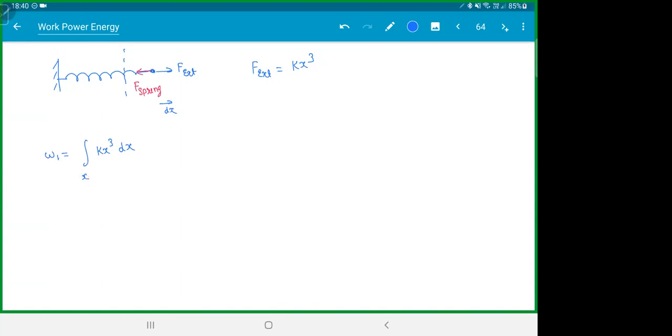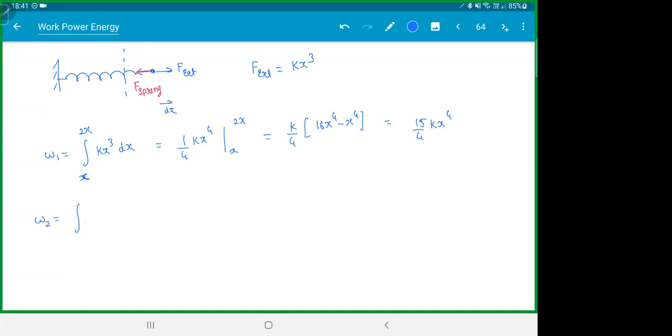You're going from x to 2x. This will be 1 by 4 k x power 4. Limits will go from x to 2x. So this will be k by 4 into (16 x power 4 minus x power 4). In this case, the potential energy of the spring will be 1 by 4 k x power 4. I didn't ask you that, but here the potential energy will be 1 by 4 k x power 4. It's not half k x square. So 15 by 4 k x power 4.